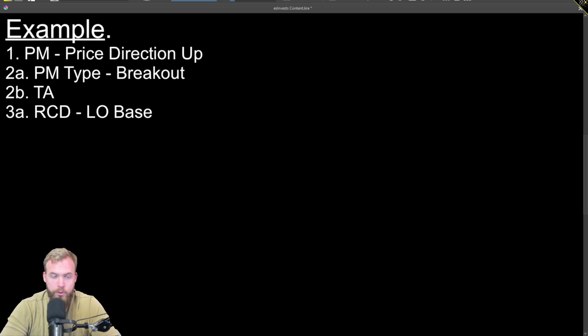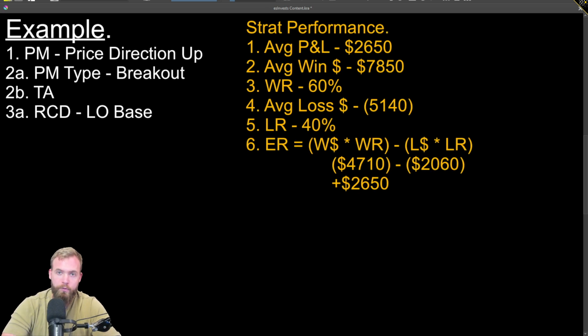Now let's take a look at an example. We're going to use price direction up for the profit mechanism. For the subtype, we're going to look at breakouts. The reason why this is important is, again, because depending on the strategy, it's going to inform what risk profile makes sense. Now, the signals that we're going to use for this are technical analysis. I'm not going to spend too much time on that. I just want to give you the strategy performance in the example. So we have a strategy where the average P&L per trade is positive $2,650. The average win size is $7,850. The win rate is 60%. The average loss is $5,140. The loss rate is 40%.